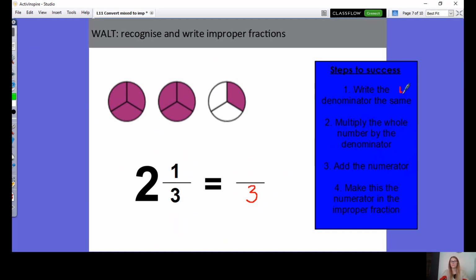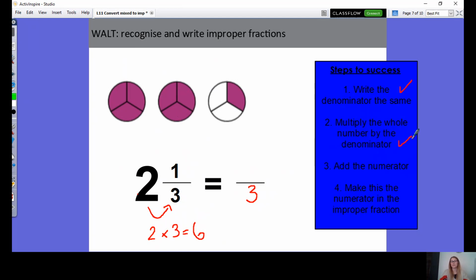So I've done step 1. Next part, I need to multiply the whole number by the denominator. So this time it's 2 times 3. So 2 times 3 equals 6. Well done. So that's representing the 2 wholes here. I have 1, 2, 3, 4, 5, 6 parts.